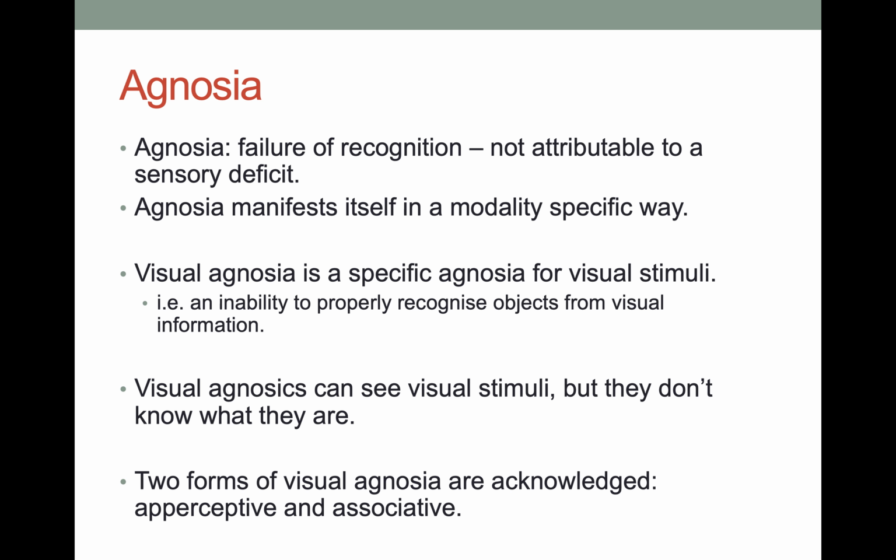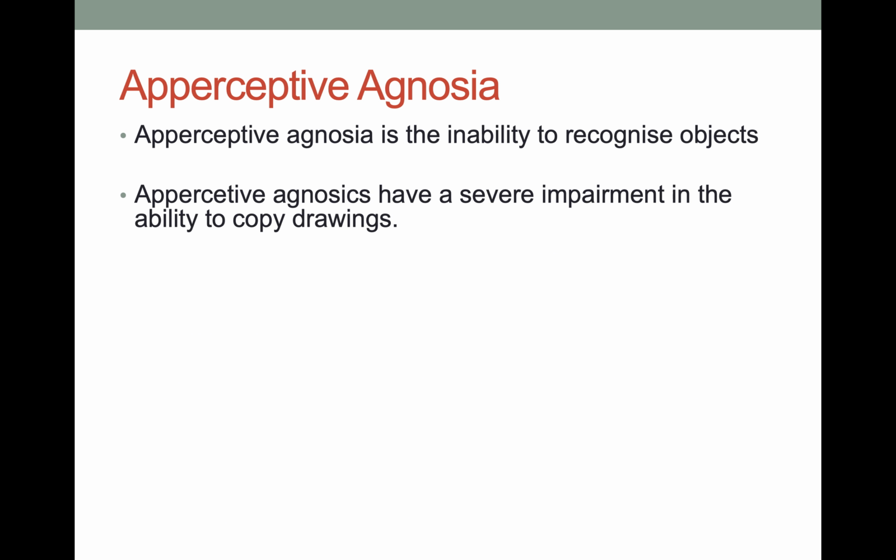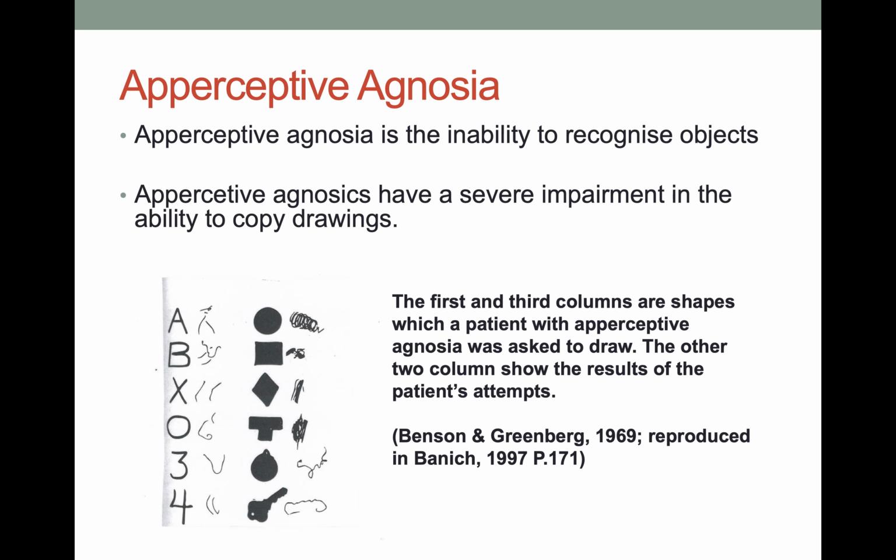Two forms of visual agnosia are acknowledged, apperceptive and associative agnosia, though the existence of specific types of agnosia is a controversial topic itself in perception and neuropsychology. Apperceptive agnosia is the inability to recognise objects. Apperceptive agnosics have a severe impairment in the ability to copy drawings.